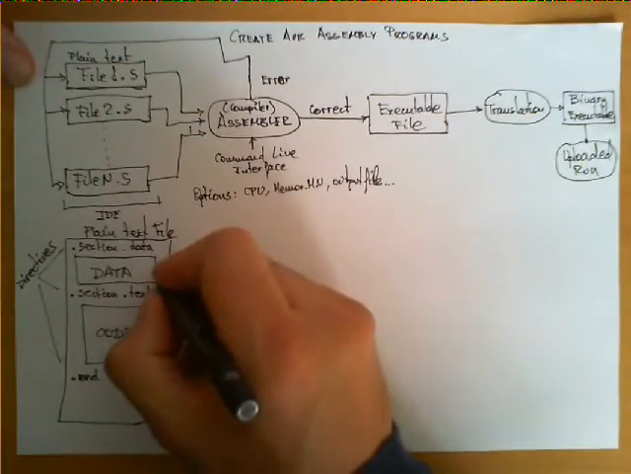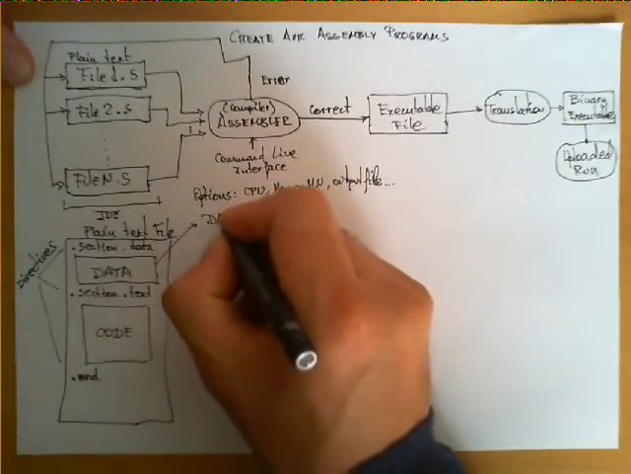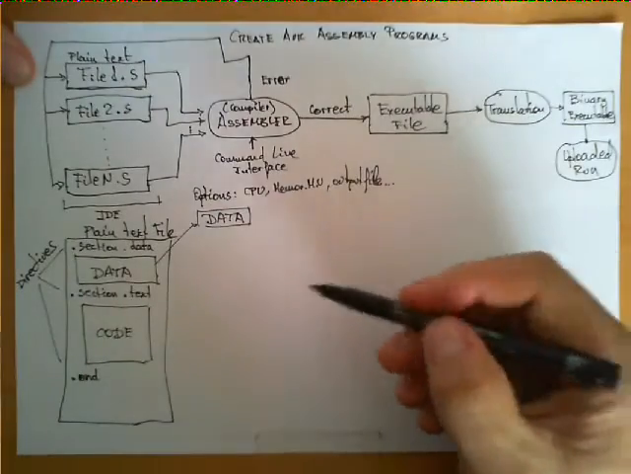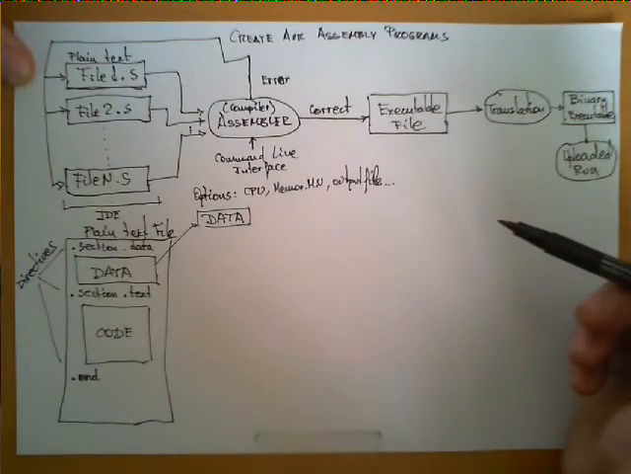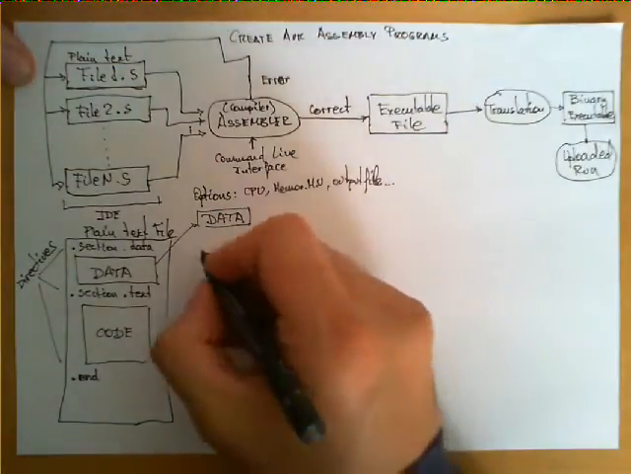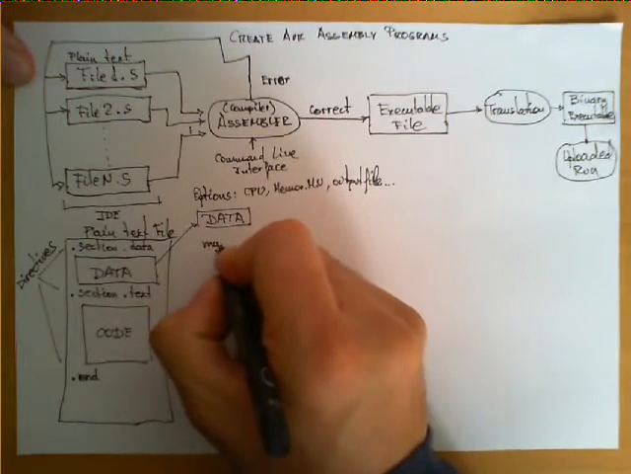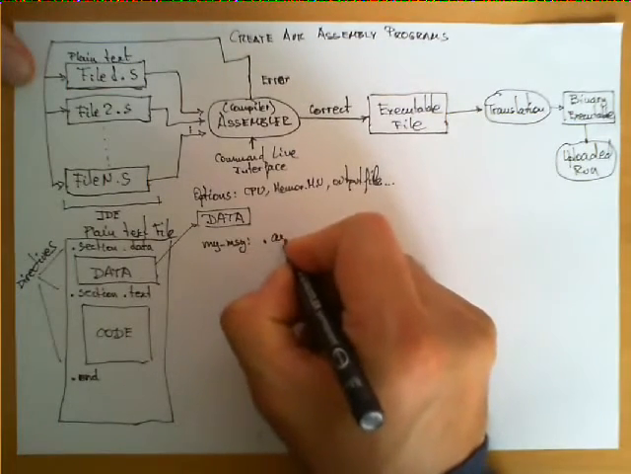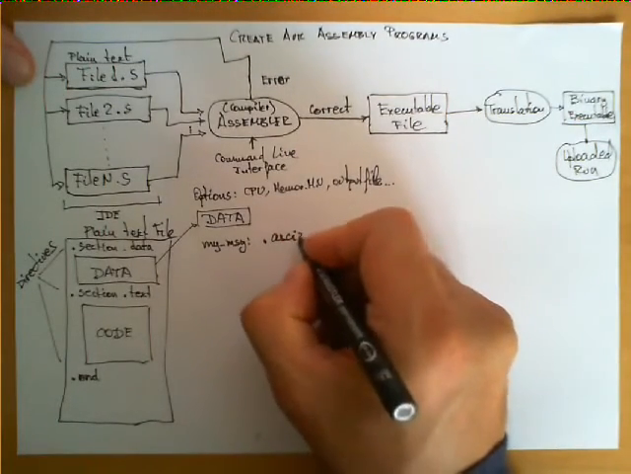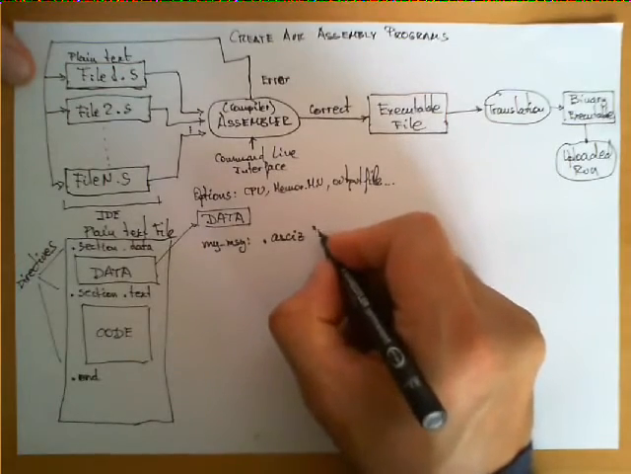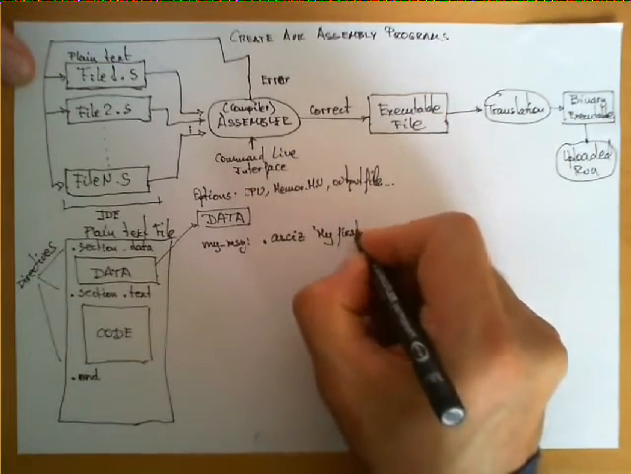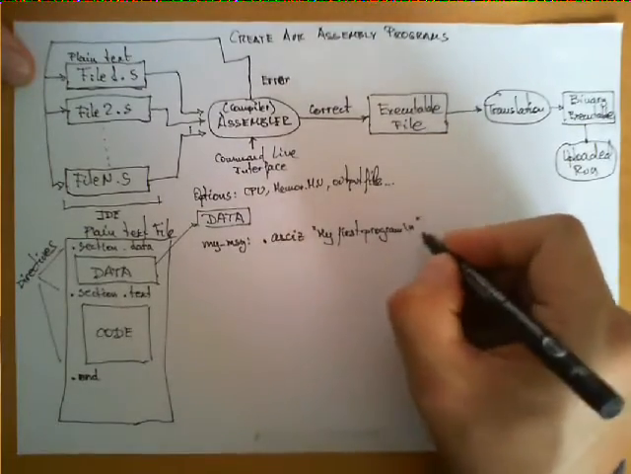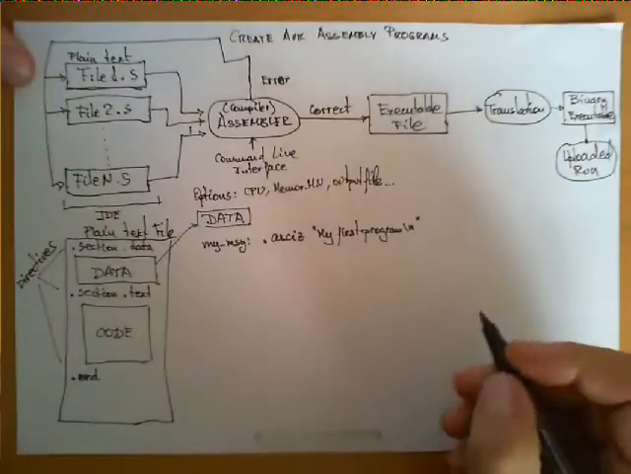Now let's look a little bit more into detail. What do we mean by data? The data section is typically used to define the type of data structures that are going to be manipulated by the program. An example would be the following line. Let's say we say my_msg: .asciz "my first program\n", and here what we have is a line with three elements.